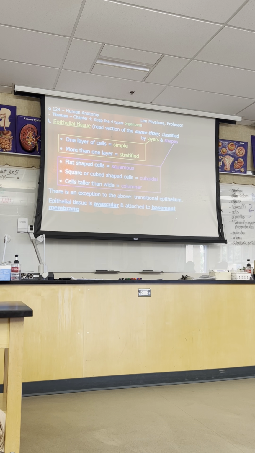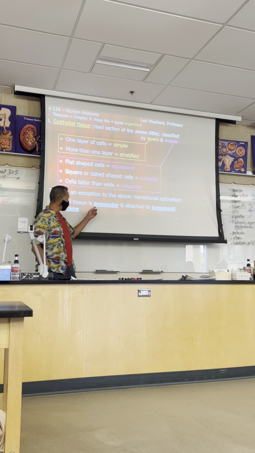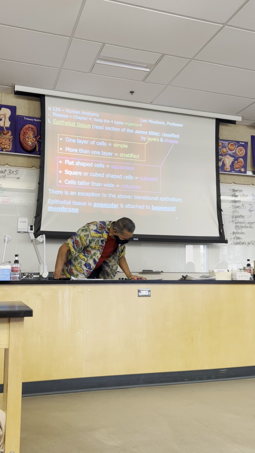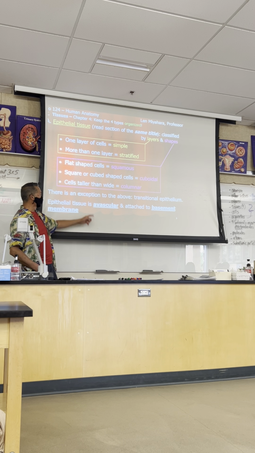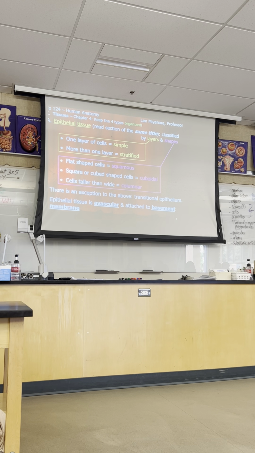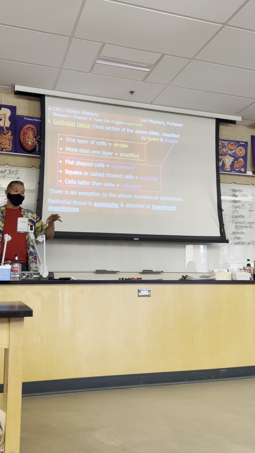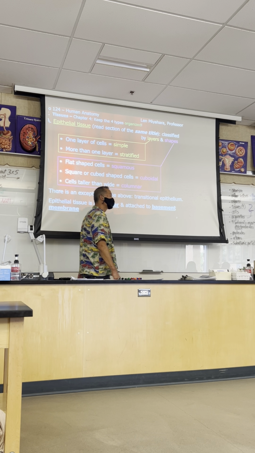Epithelial tissue, tissue type number 1, does not have blood vessels. That's what avascular means. Okay? You'll never see blood vessels in epithelial tissue. And since it is lining stuff, either on the inside or outside, it's got to be stuck to something, and it's stuck to a basement membrane. I'll show you what that looks like in a second.